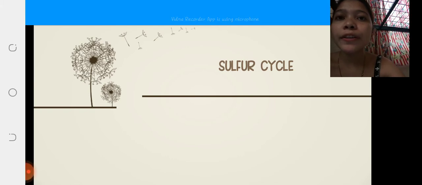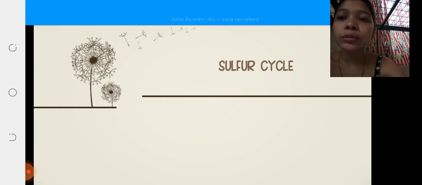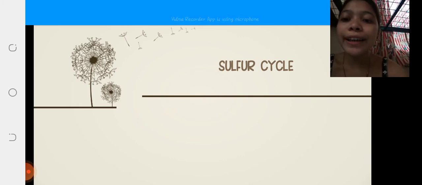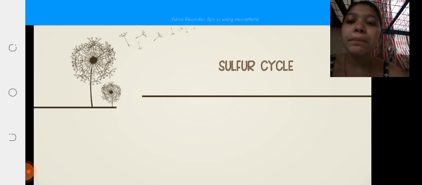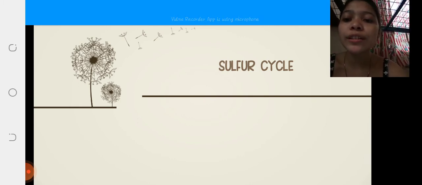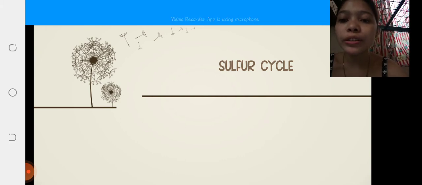Forest BSF 1B. So for today's video, we're going to discuss the sulfur cycle. The sulfur cycle is made of four steps: mineralization, oxidation, reduction, and incorporation. Sulfur is one of the main constituents of many proteins, vitamins, and hormones.